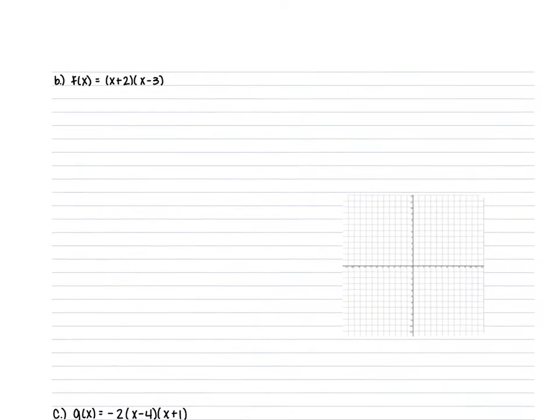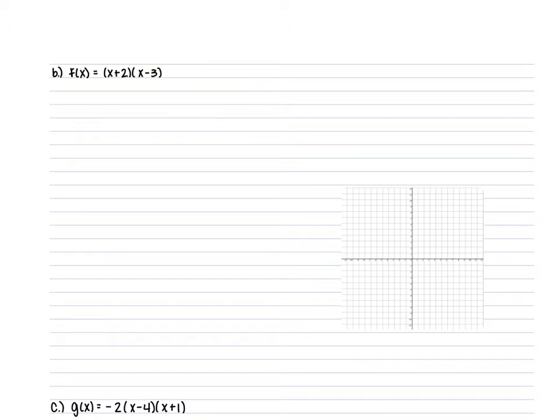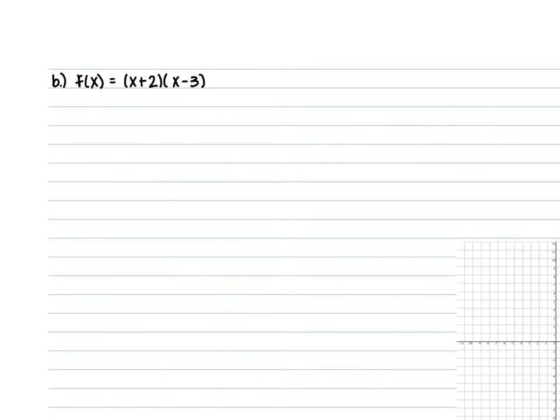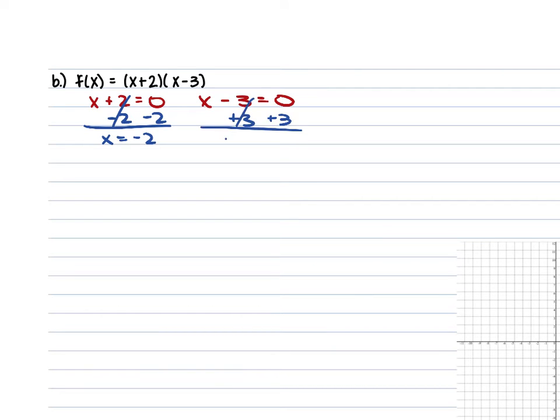For example B, we have f of x is equal to x plus 2 times x minus 3. So again, I'm going to take each of these and just set them equal to 0. So x plus 2 is equal to 0, and x minus 3 is equal to 0. First, find your x-intercepts, so you're just solving for x. You're going to subtract the 2 from each side, you get that x is equal to negative 2. Add the 3 to each side, you get that x is equal to 3. So your x-intercepts are the ordered pairs negative 2, 0, and 3, 0.